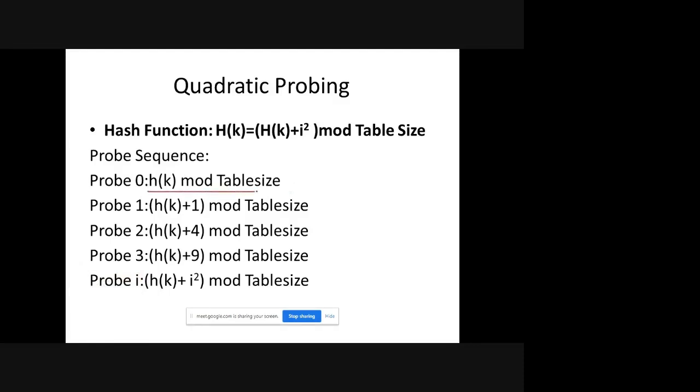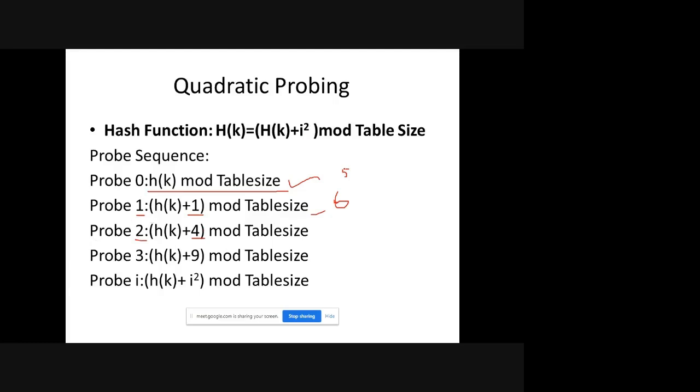initially h(k) mod table size only. The same formula you have to apply first, the initial formula. When this is occupied, I will go for the first step, with 1 only: 1 mod table size. So if this is 5, I'll go with 5 plus 1, that is 6. But if 6 is also occupied, in probe 2 I'll go with 4, that is 2 squared.